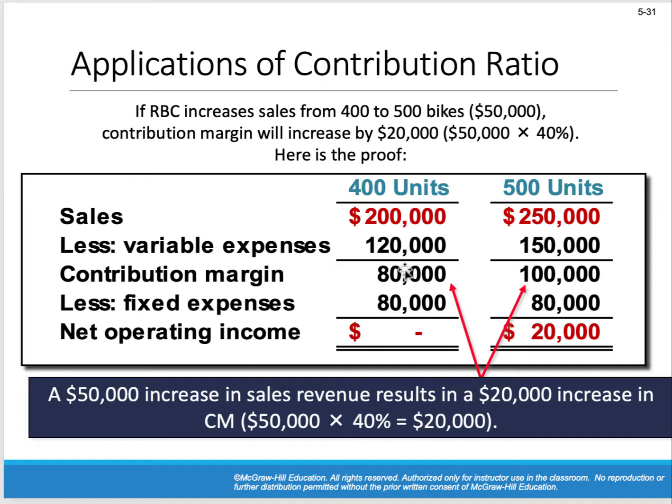So think about it this way. We're selling 100 extra bikes, okay? A unit selling price of $500 times 100 gives us $50,000. That's the increase in the sales. If we take that increase in sales of $50,000 and multiply it by the CM ratio, we can show how much in dollars the contribution margin is going to increase.